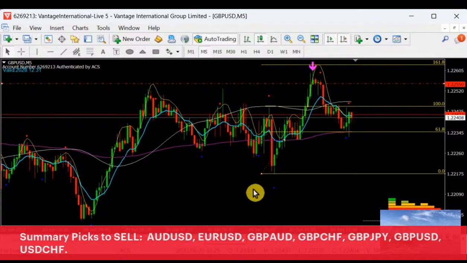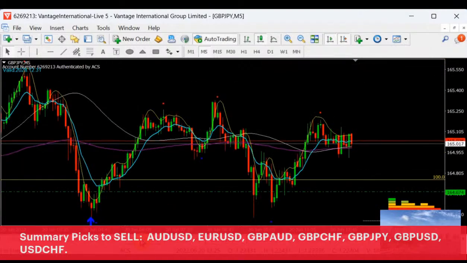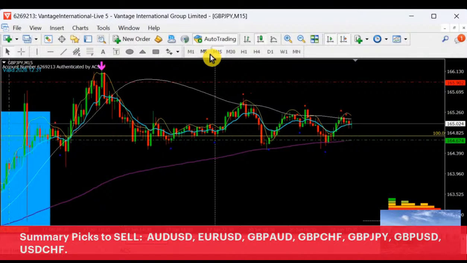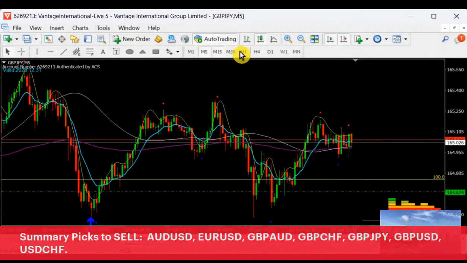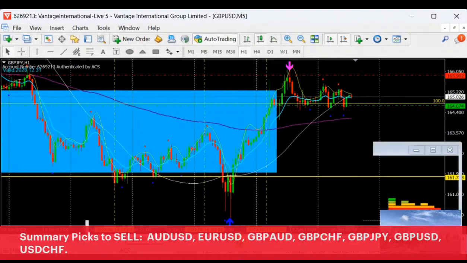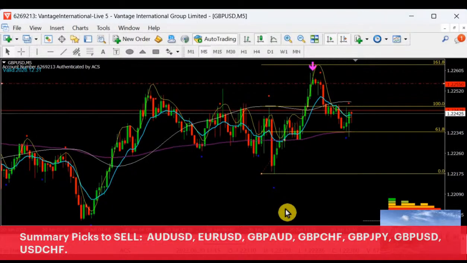Looking at pound yen, as we can see, pound yen is also very similar. It's going sideways now, not much difference. We are somewhere around 39 pips away from the support, but still struggling. There's no clear signal that pound yen is going anywhere yet.